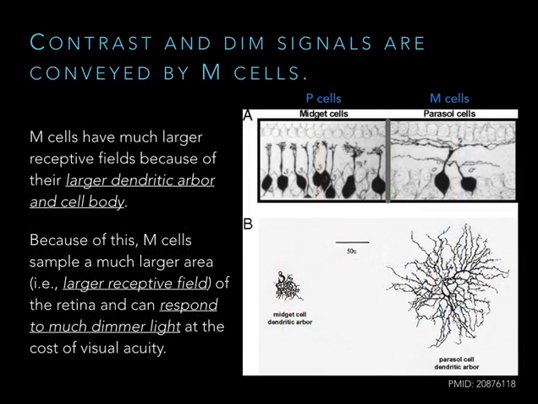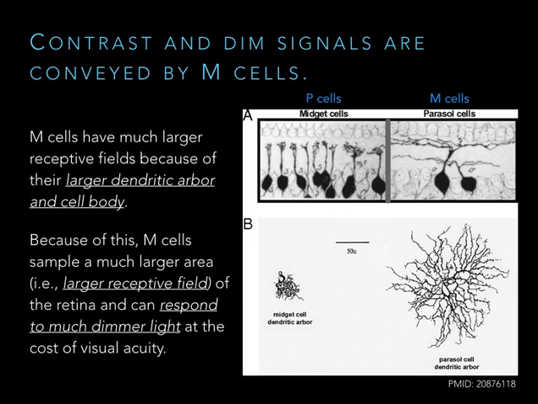Now the P cells, very confusingly, are also called midget cells because they have very small receptive fields. This allows them to have much finer visual acuity, but it requires much brighter light. The M cells, which very confusingly are called parasol cells, have very large dendritic arbors, and thus they have very large receptive fields. They're going to be coupled to a lot more photoreceptors. This makes it hard for them to distinguish different wavelengths of light, but it dramatically improves their response to light. So they can respond to much dimmer levels of light.